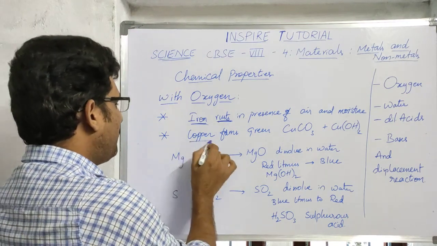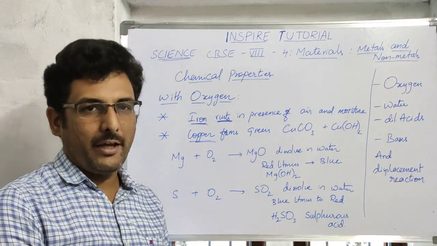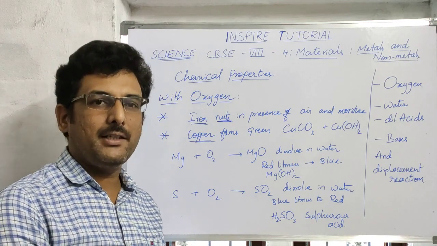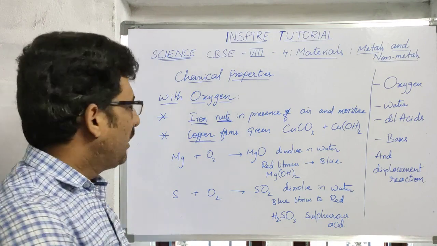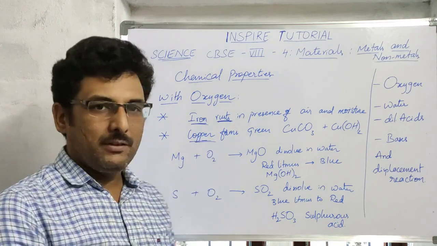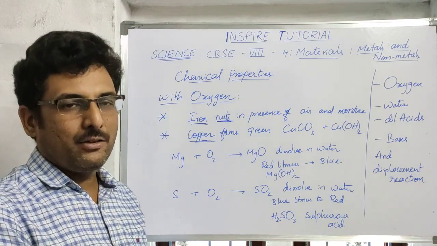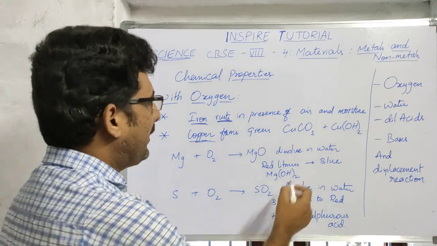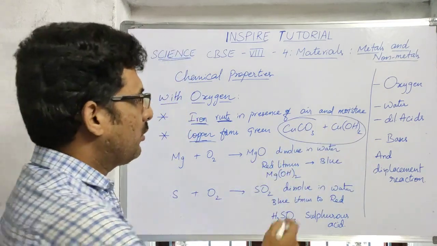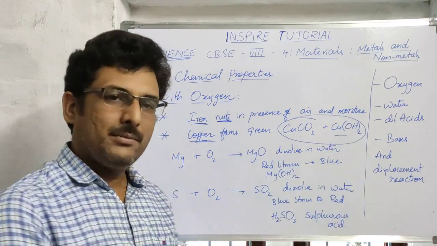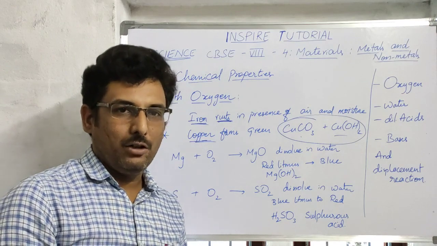And similarly, copper also reacts with oxygen when it is exposed to air. You must have seen a green color layer on a copper vessel. So what is the reason for that? Copper is also a metal which can react with oxygen, which will form copper carbonate and copper hydroxide. So the green color layer on the copper vessel is a mixture of copper carbonate and copper hydroxide.